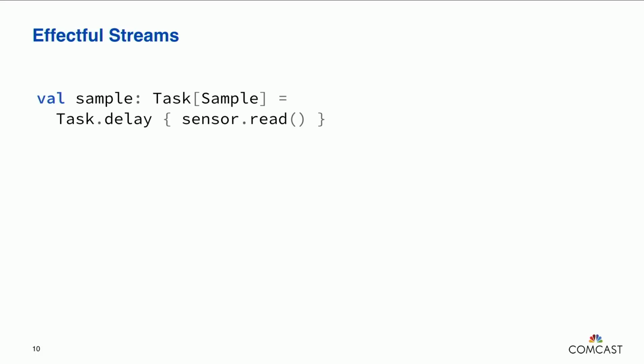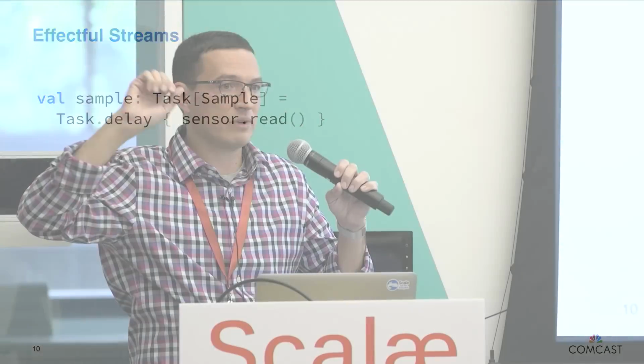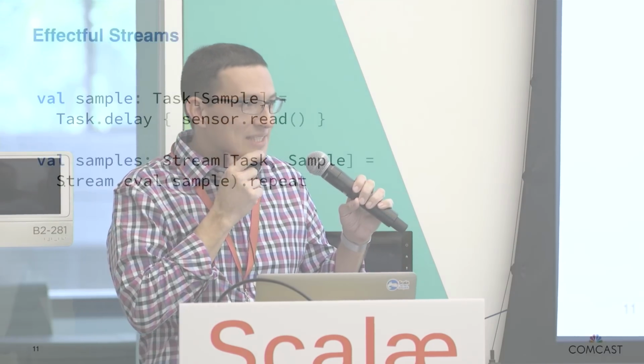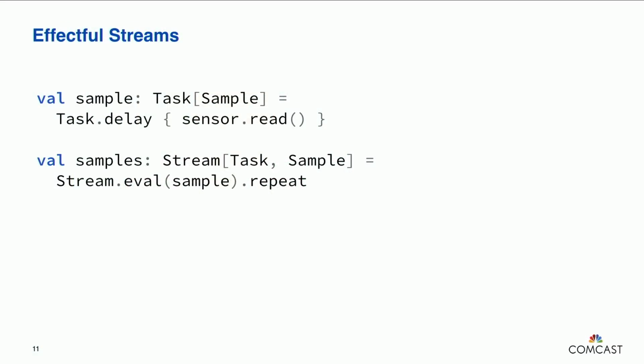So I want to look at effectful streams. And in order to talk about effectful streams, we have to talk about what it means to evaluate an effect. Here I have this Task of Sample. The idea here is that the val sample describes a program that when we evaluate it, is going to go off and read some hardware sensor. Maybe it reads the amount of heap being used by the JVM, or reads something off of a PCI bus. So every time this sample is evaluated, we're going to call this sensor.read method and return the result. And we can stick that into a stream using this eval constructor.